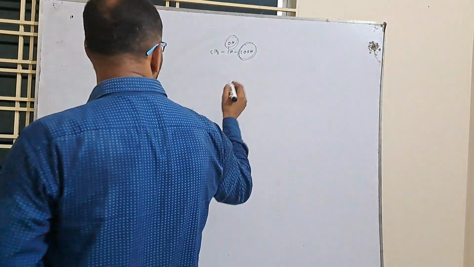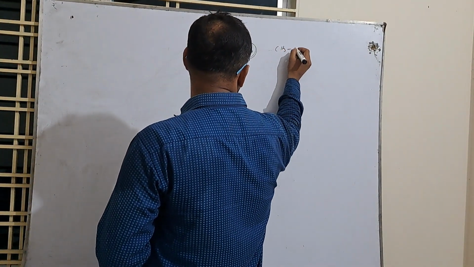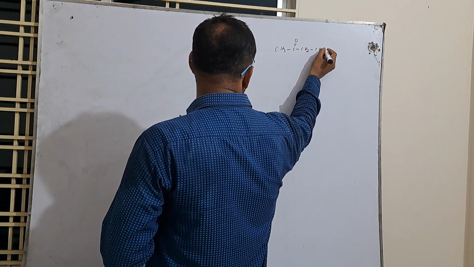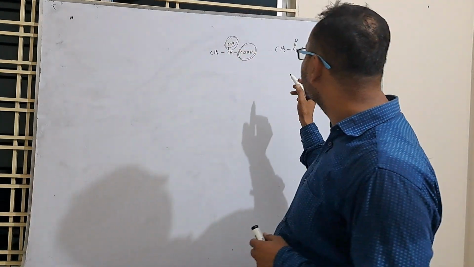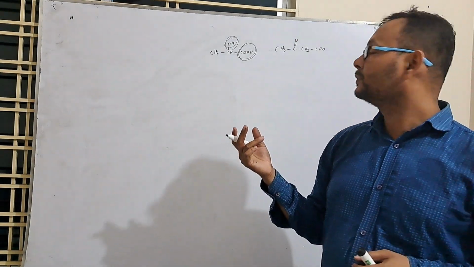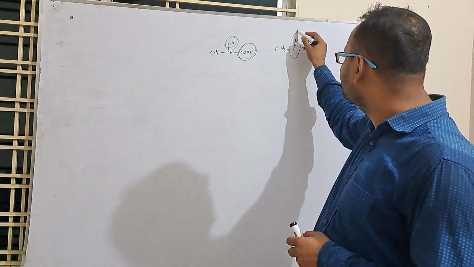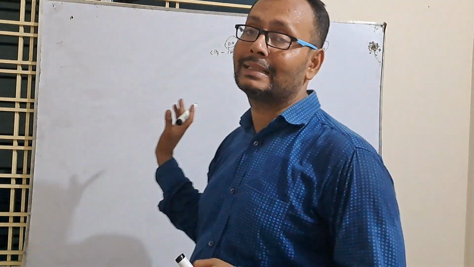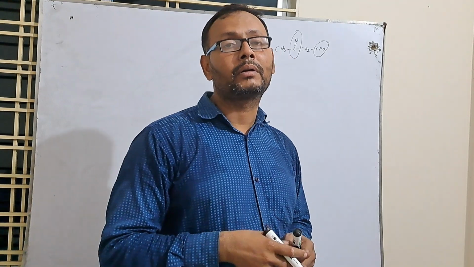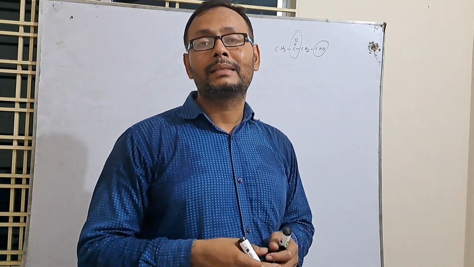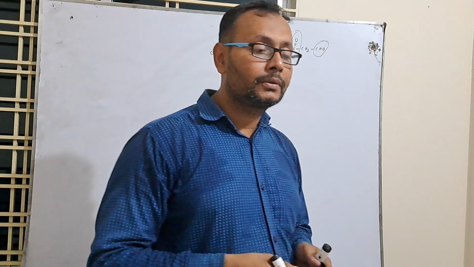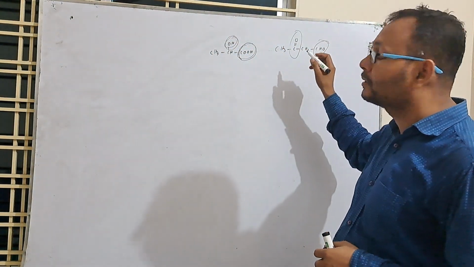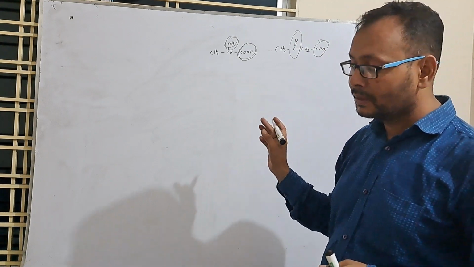If we consider another compound like this, CH3, C double bond O, CH2, CHO, you can also see that there are two functional groups. This is a ketone, and this is an aldehyde. So what will be the compound? Is it a ketone, or is it an aldehyde? In this case, we need to recall the priority sequences of the functional groups.